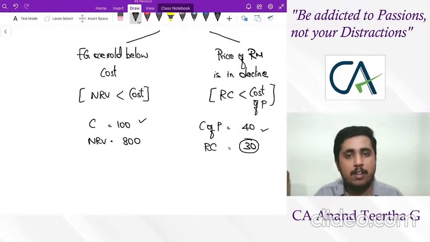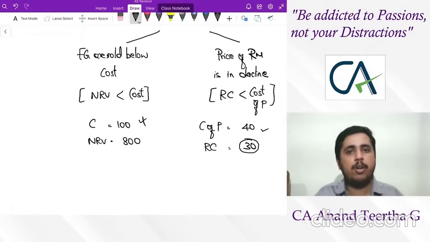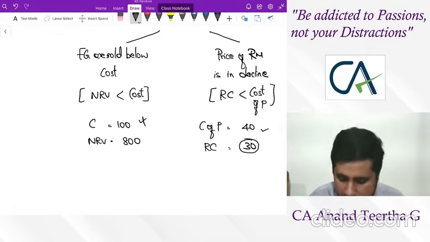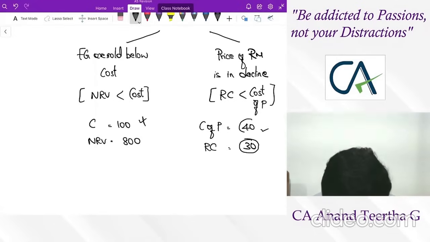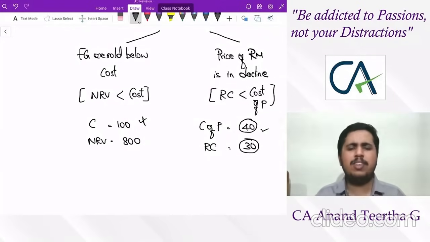At that time, whether the first condition is satisfied? No. Finished goods are sold above cost. So one condition is not satisfied. At that time, what should I consider then? Cost of purchase will be the value. So that is how you have to consider raw material inventory value.